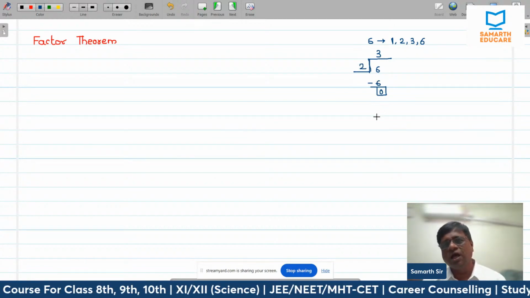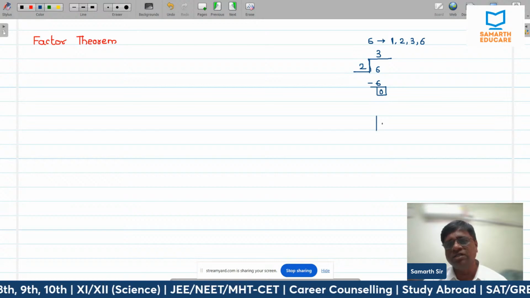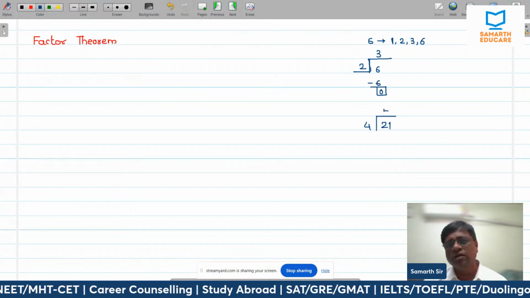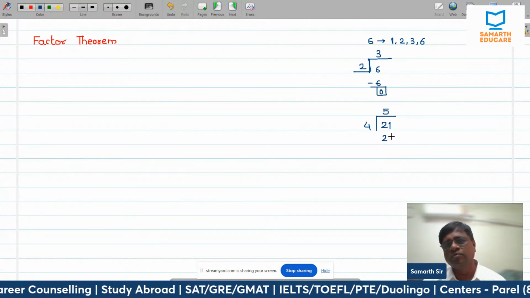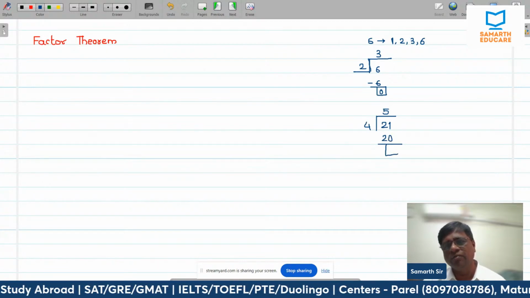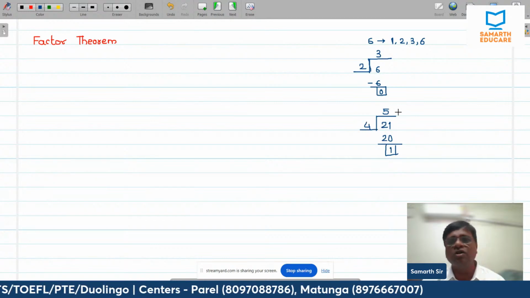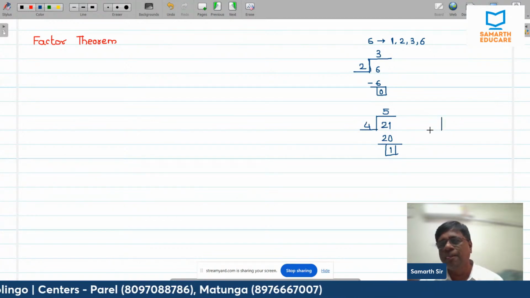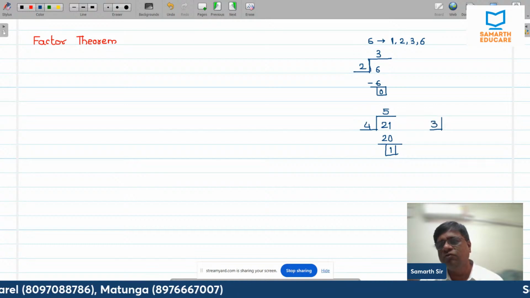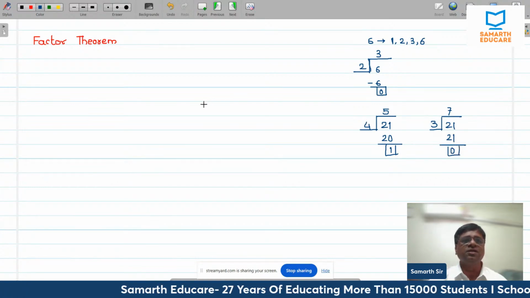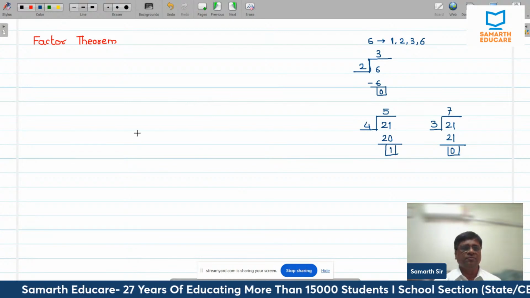I'll take another example. Let's say 21. If I divide this by 4, then the remainder is 1. That means 4 is not a factor of 21. But if I divide this by 3, the remainder is 0 because 3 7s are 21. That means 3 is a factor. When the remainder is 0, I can say that 3 is a factor of 21.